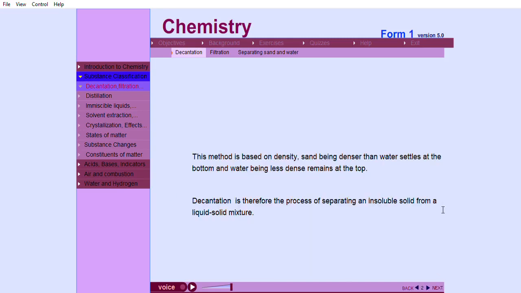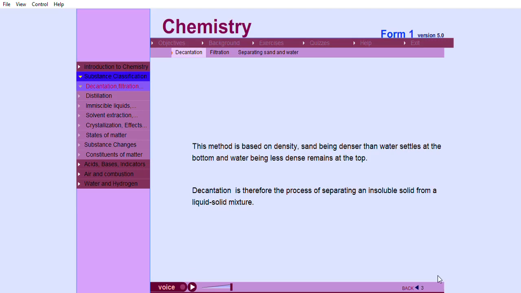This method is based on density. Sand being denser than water settles at the bottom, and water being less dense remains at the top. Decantation is therefore the process of separating an insoluble solid from a liquid-solid mixture.